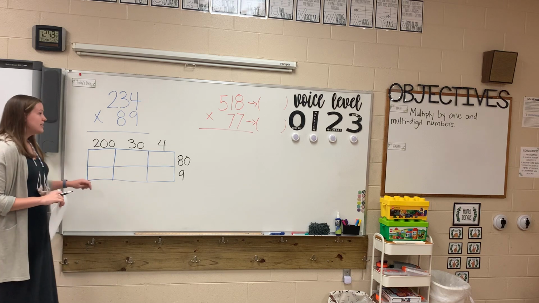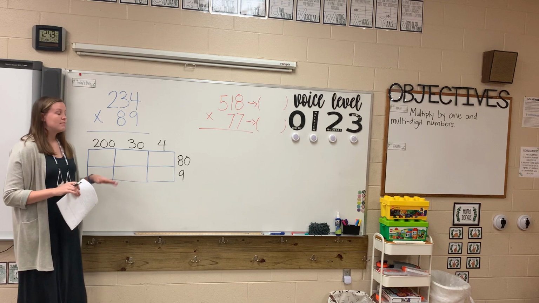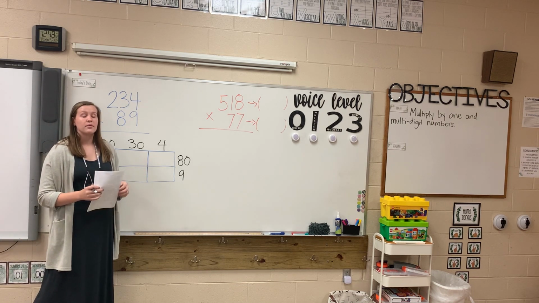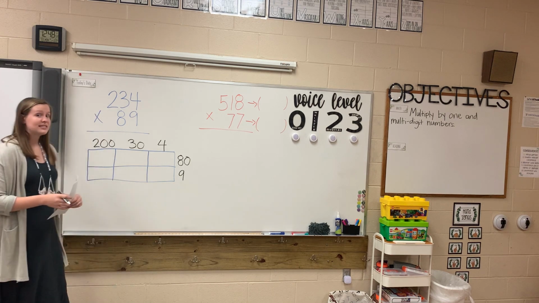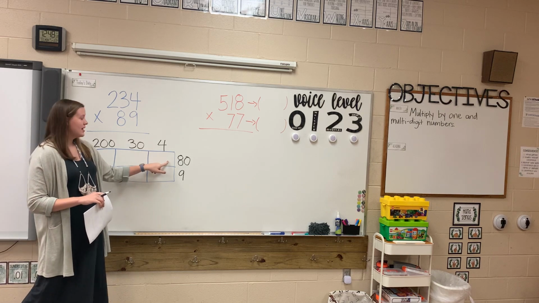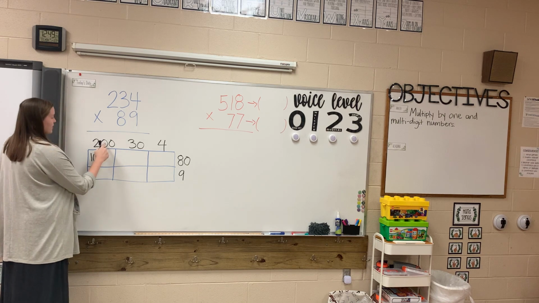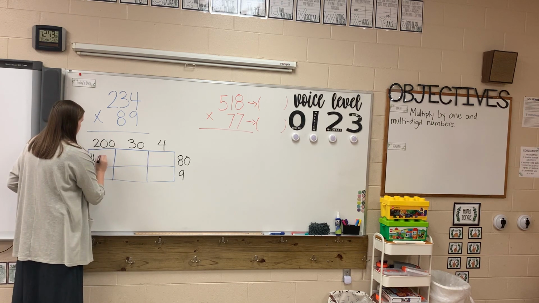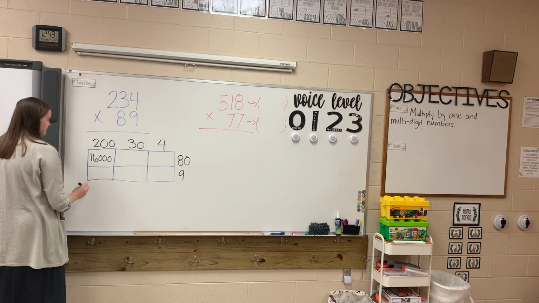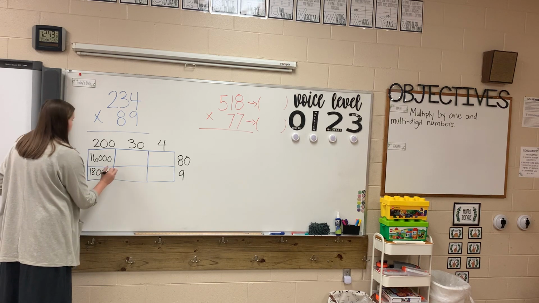So we're going to start with our 200, and just like in our last lesson, we multiply the top times the side in the chart that we filled out when we were working with basic facts. We're going to do the same thing here. So we're going to have 200 times 80. So we have 8 times 2 is 16. And then we have 1, 2, 3 zeros. Now we have 200 times 9, or 2 times 9 is 18, and we have 2 zeros.